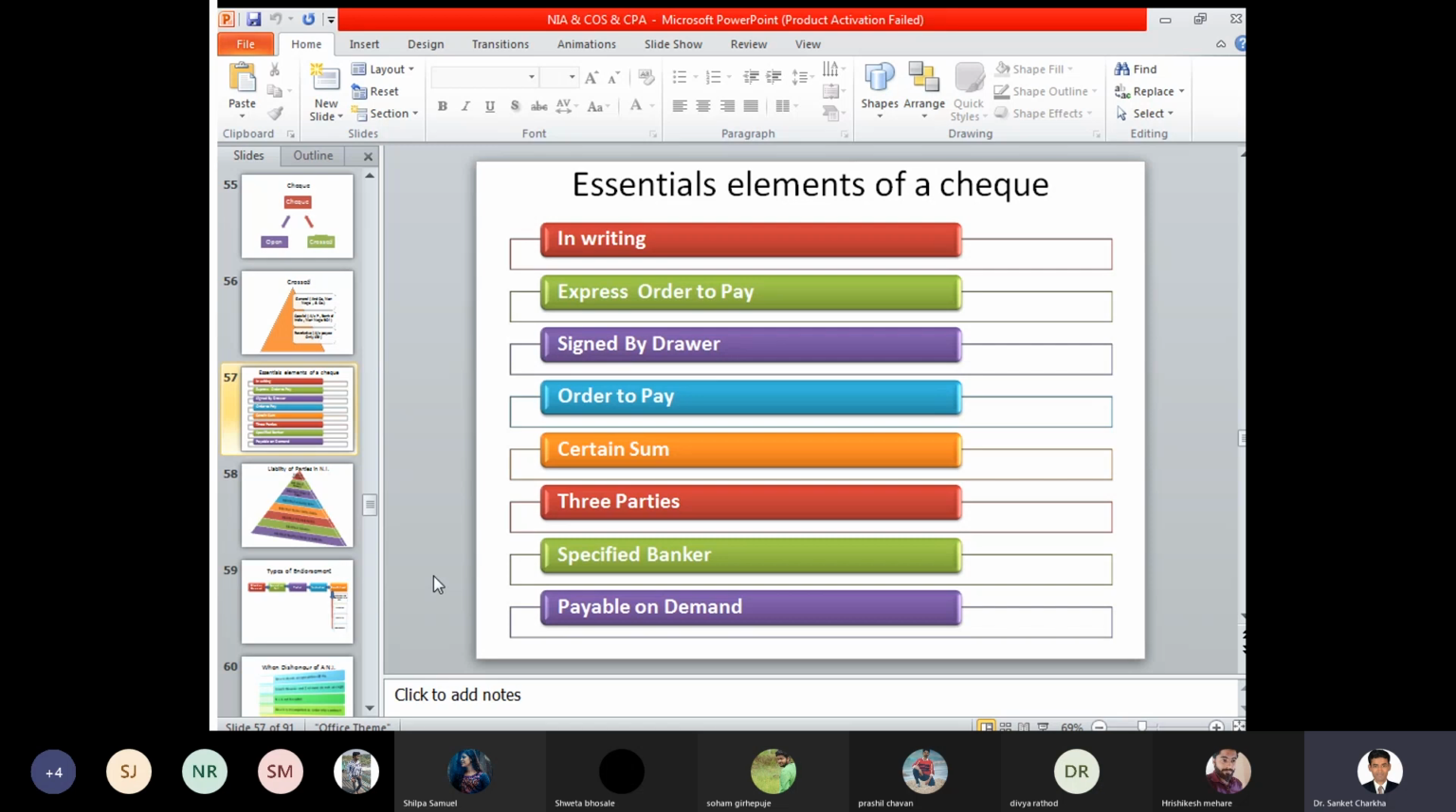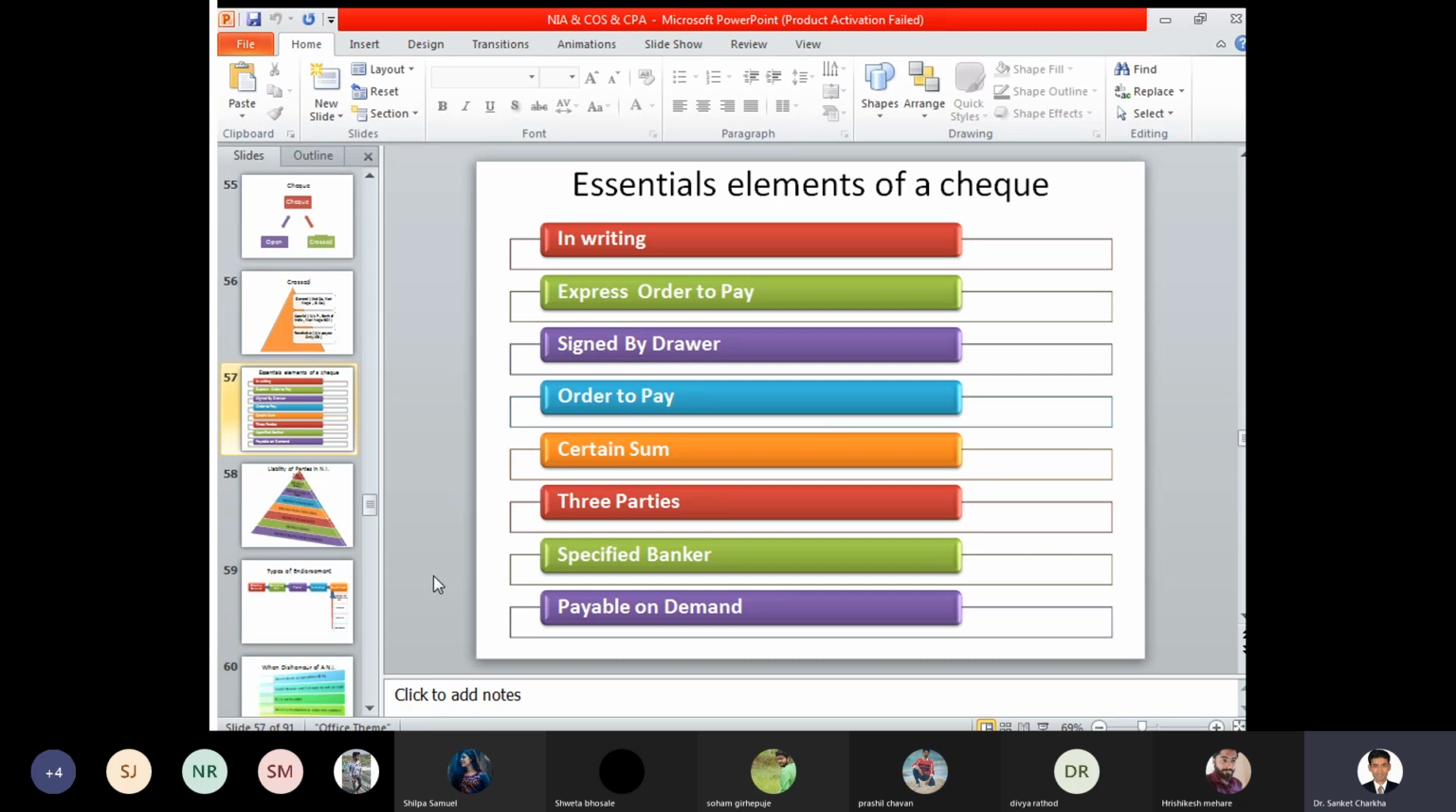And accordingly, if you are writing 10,000, then write "ten thousand rupees only." In this way, both the amounts must match. Three parties: the person who is preparing a check, the person who is accepting the check, and the bank which is making the payment. So drawer, drawee, payee. These are the three parties to a check.